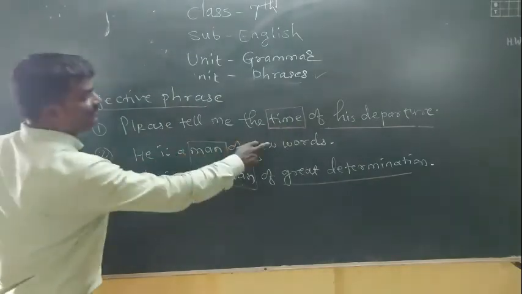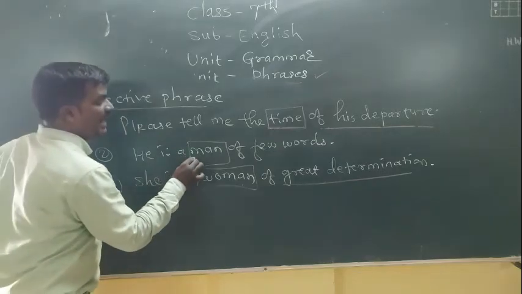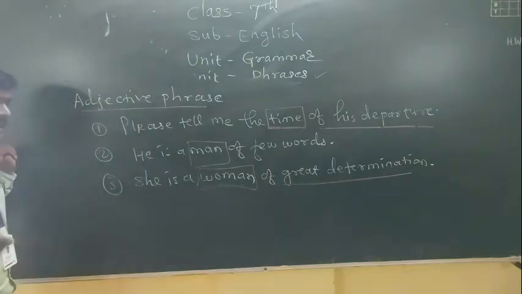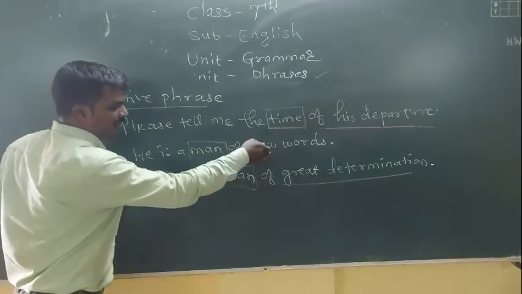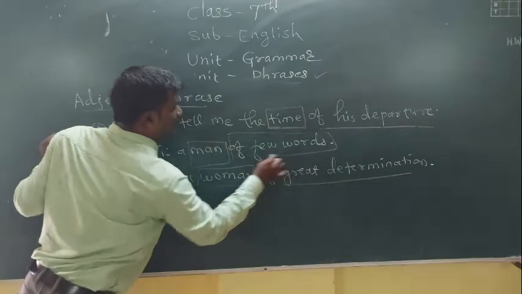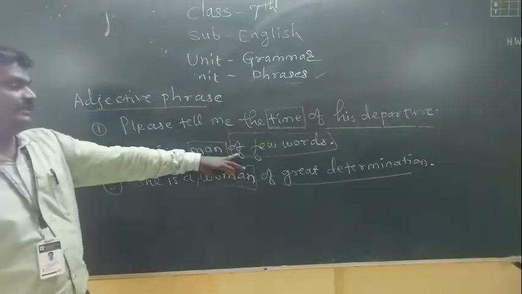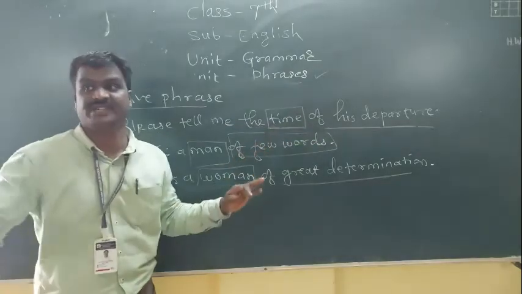He is a man of few words. Here "a man" is a noun, and we are getting a description of this man. We are getting more information about the man, and these words, "of few words," describe the noun, and that's why "of few words" is a phrase here.